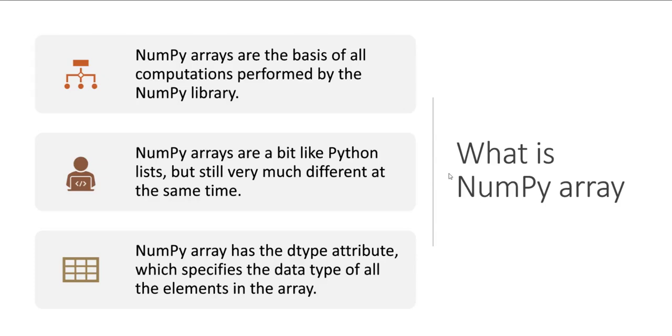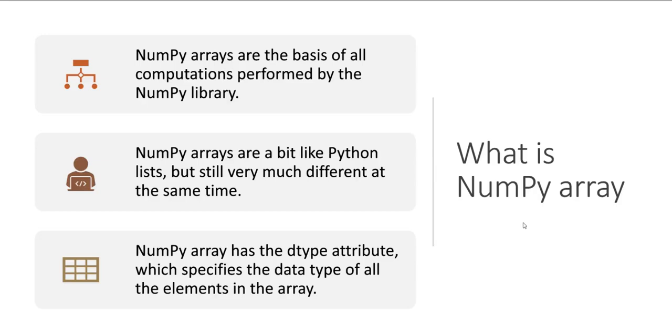NumPy arrays are a commonly used data structure in Python that store data in a grid or matrix form. NumPy arrays are a bit like Python lists but still very different at the same time, because an array is a collection of homogeneous data types that are stored in a contiguous memory location. On the other hand, a list in Python is a collection of heterogeneous data types that is stored in non-contiguous memory locations. Another reason is that NumPy arrays support arithmetic and other mathematical operations that run on each element of the array, for example, element by element multiplication.